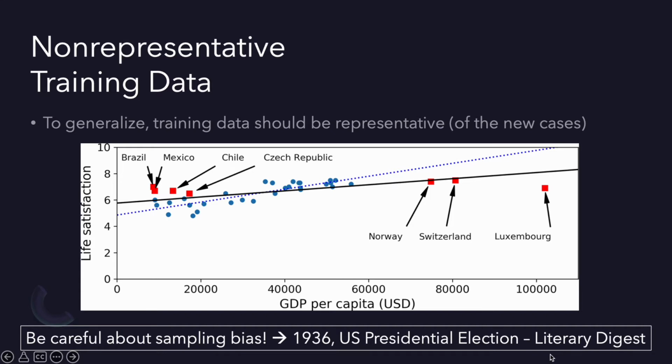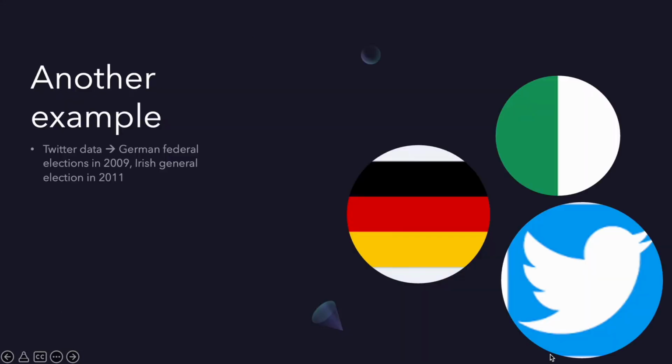For example, in 1936, Literary Digest tried to make a survey to estimate the US presidential election. However, their survey population is not representative and they could not estimate the election in the right way. So you can search the details of that event. And I want to give more recent example. Some researchers estimated German federal election in 2009 based on Twitter data. Also same in Irish general elections in 2011.